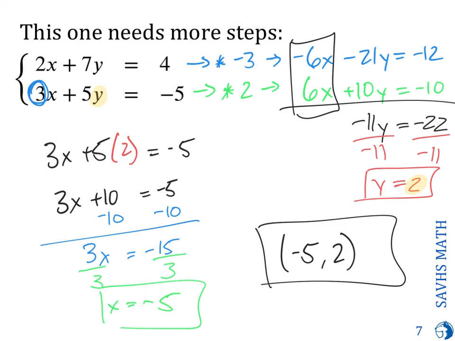Now this was a little bit more work, but I chose these by looking at these, because I knew that if I took these numbers and multiplied them respectively by these numbers, I would get opposites here and here. So that was my strategy to eliminate the x's. You could have done a very similar thing with the y's, and it doesn't really matter which one you choose. You'll get the same answer.